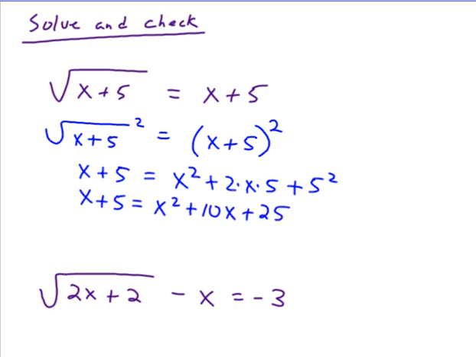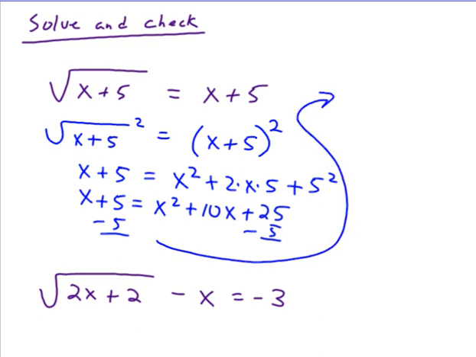Okay, so what should I do now? Subtract 5. I'm going to subtract 5, that's correct. And so let's go over here since I'm running out of room. And I've got x equals x squared plus 10x plus 20. What's next? Subtract x, right?